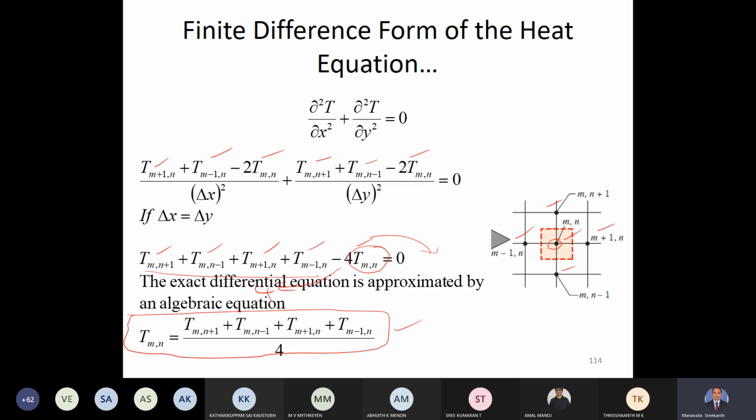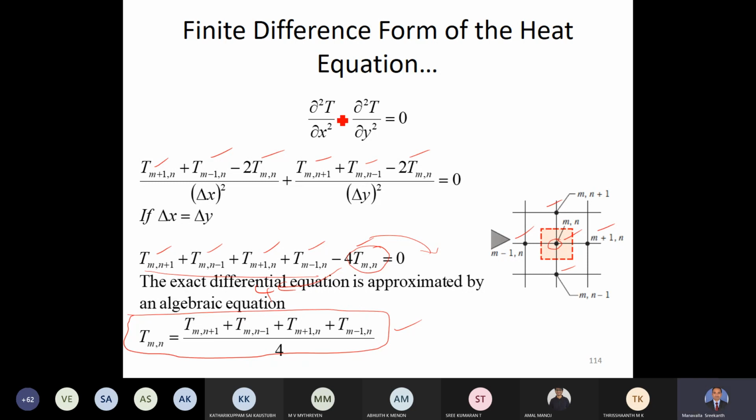But imagine having 100 equations, 1,000 equations, 10,000, 1 million equations. Then manually it's impossible to solve. That is where we bring in the computer. Programming this kind of equations and solving them using a computer is easier. So see what we have done here. We have transformed the partial differential equations to algebraic equations.